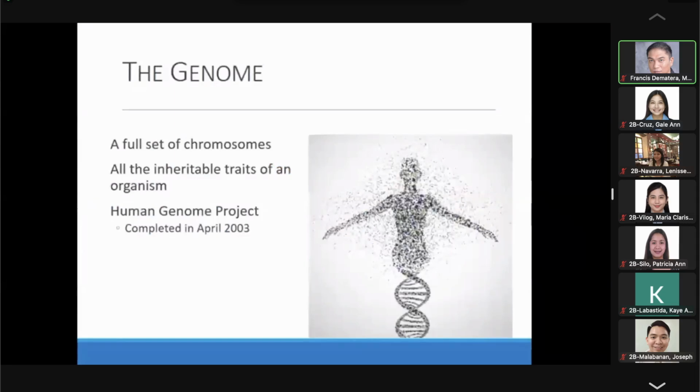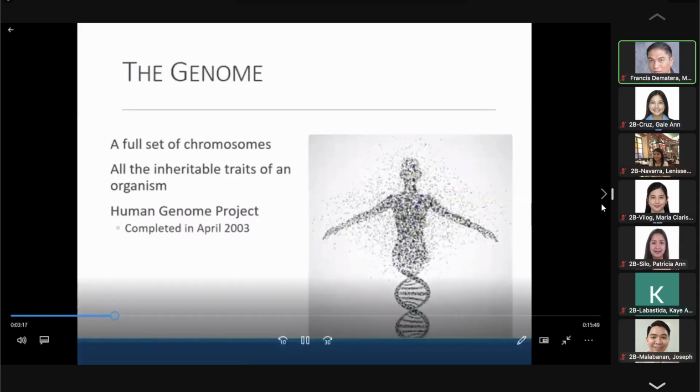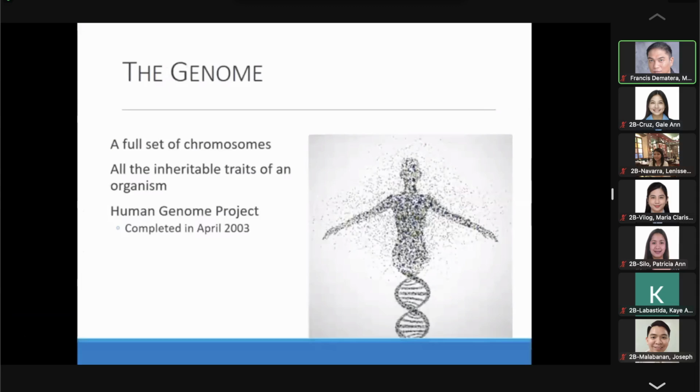The genome. The genome is an organism's complete set of DNA, and it contains all of the information to build and maintain the organism. The Human Genome Project identified all the genes in the human DNA, and it was completed from 1990 to April 2003.